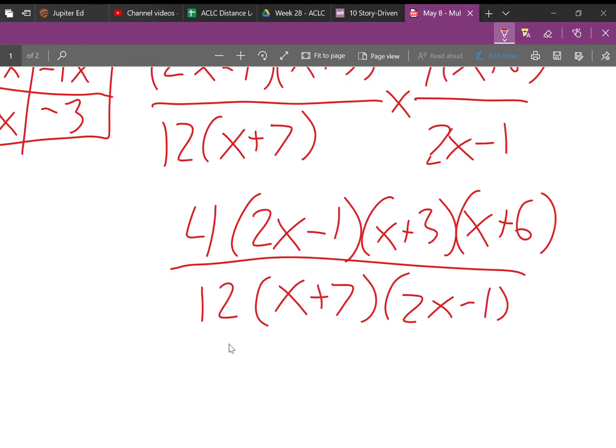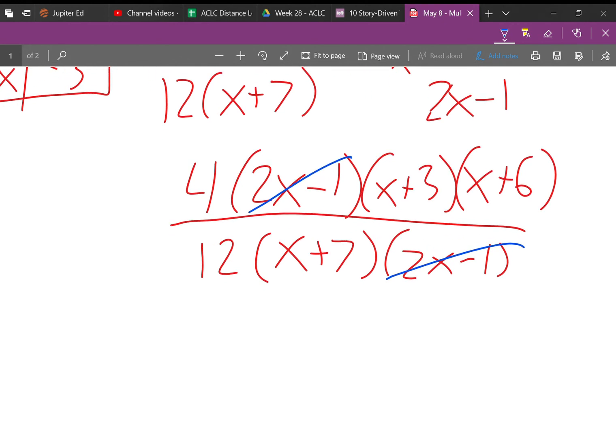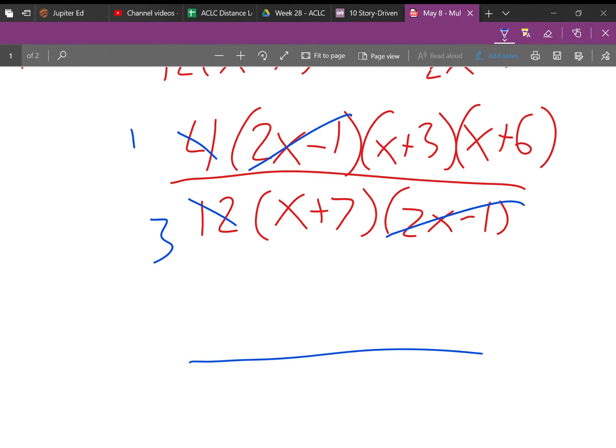So in terms of what cancels here, I can see obviously the only thing that directly cancels is the 2x minus 1. But then in terms of the fraction 4 over 12, I can divide both of those numbers by 4. And that's going to give me, what, 1 on top and 3 on the bottom. So when I'm ready to write my answer, I don't need to write that 1. I can leave it off.